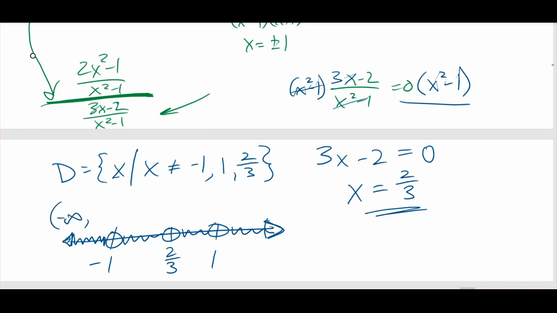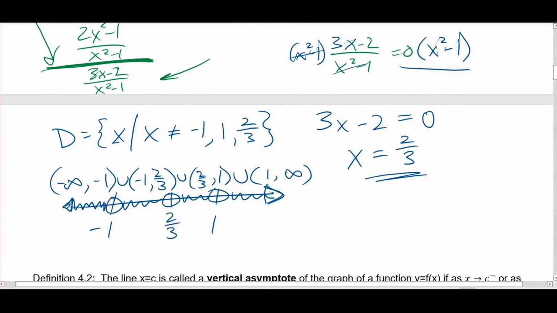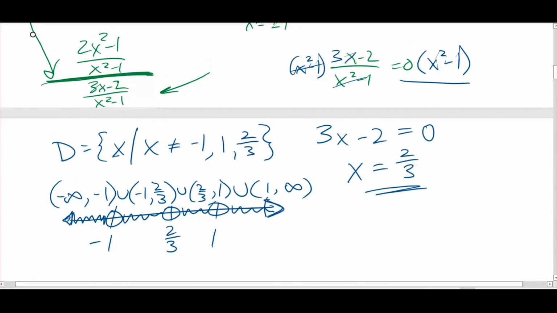So we got -infinity all the way to -1. Don't include it. And then we want -1 all the way to 2/3. Don't include that. Then I want 2/3 all the way up to 1, and don't include 1. And then 1 to infinity. So we take out just those 3 numbers. Okay, great. So we got the domain now. And now we want to do that simplified part.